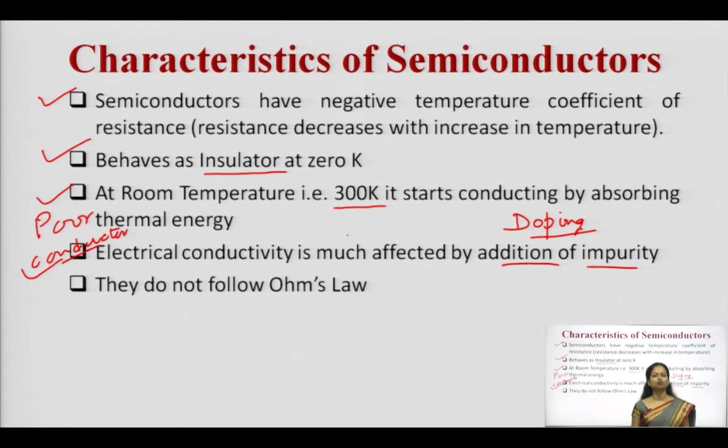Semiconductors do not follow Ohm's law. You have studied Ohm's law, but they do not follow it. It means there is not a linear relationship between current and voltage. So, when the current-voltage relationship is not linear, it means it does not follow Ohm's law.